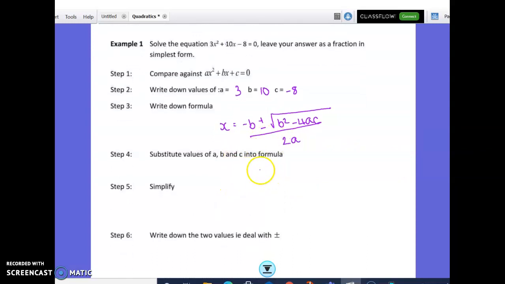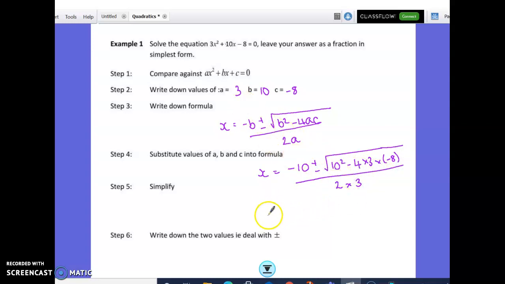Substituting in, I get x equals b is 10, so negative b is minus 10, plus or minus the square root of b squared, so 10 squared minus 4 times a, which is 3, times c, which is minus 8. Make sure that square root sign goes all the way over. All over 2a. A is 3, over 2 times 3.